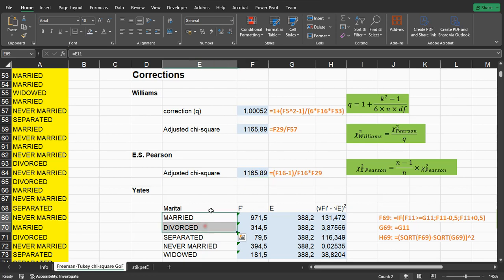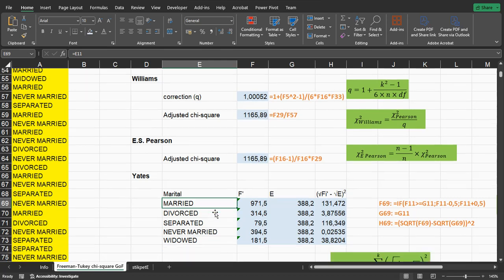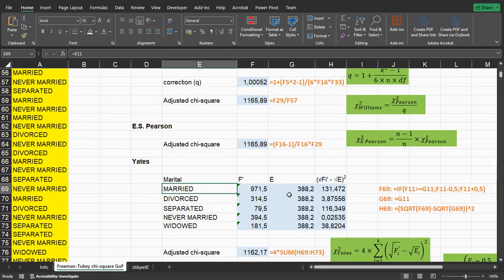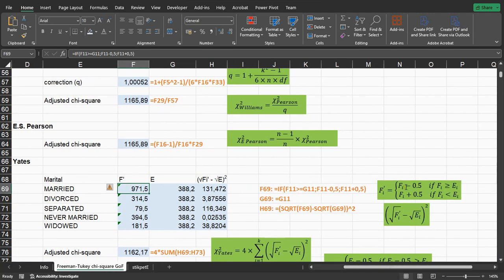But just to show how it works, what you do is you adjust the frequencies such that you subtract a half if the observed count is greater or equal to the expected count, and you add a half if it's the other way around. So that's what's being done in here, and then you actually repeat all the steps from before.